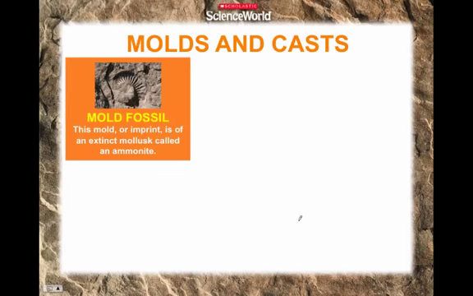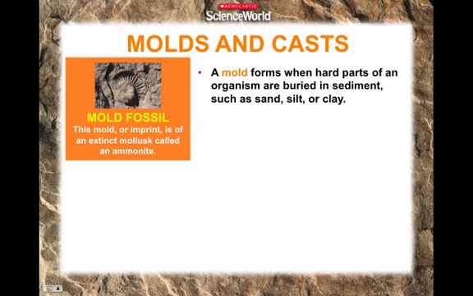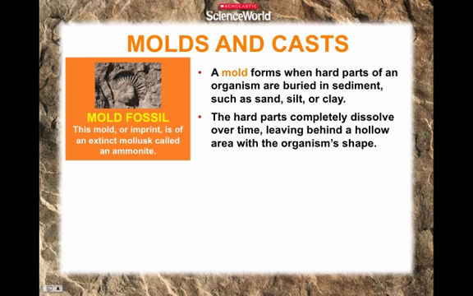Let's talk about molds and casts. A mold is an imprint. If an extinct mollusk, for example an ammonite, was to fall into the mud, it left behind an imprint of it. So molds form when the hard parts of an organism are buried in silt, sand, or clay. The hard parts completely will dissolve over time, leaving behind just a hollow area.